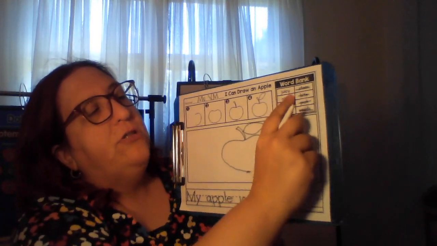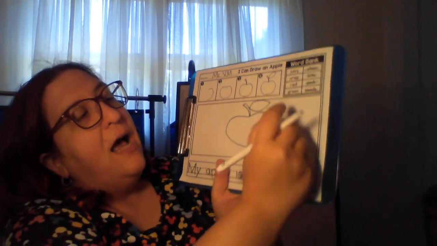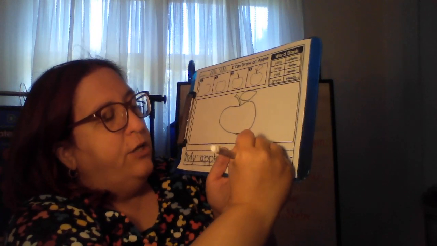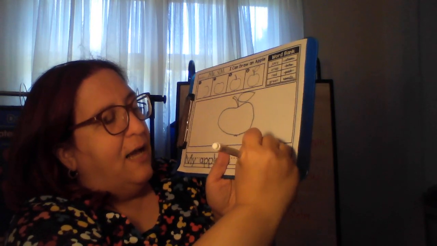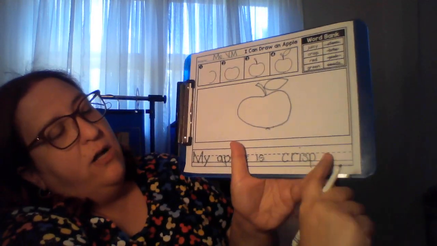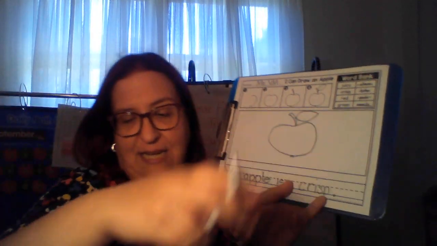So now you're going to choose one of these words. You can choose juicy, crisp, red, or green. I'm going to choose crisp and try and write the word using the plain line grass lines. Choose one of these 4 words and write it on the bottom. Then put a period at the end to end your sentence.